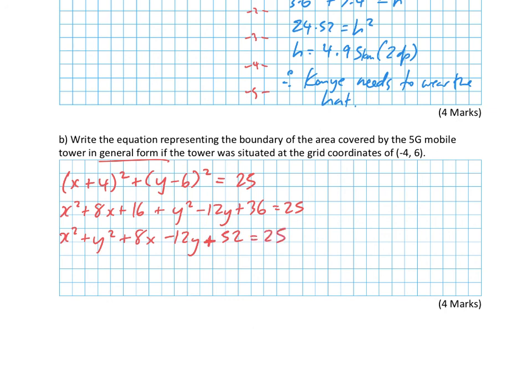equals 25. I need to make it equal 0. 52 take 25 is going to be 27. So x squared plus y squared plus 8x take 12y plus 27 equals nothing. That is the equation representing the circle boundary of the tower in general form.